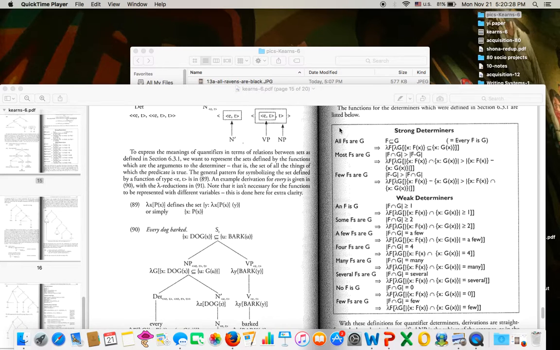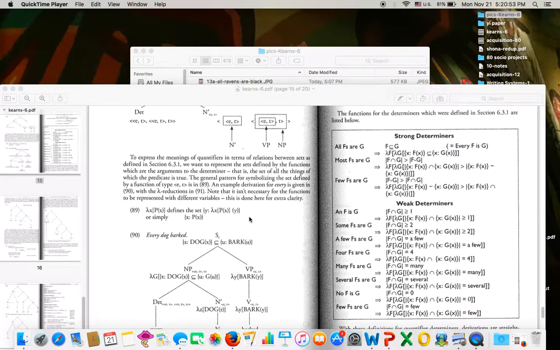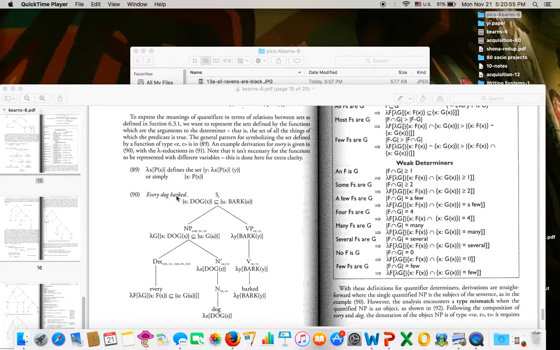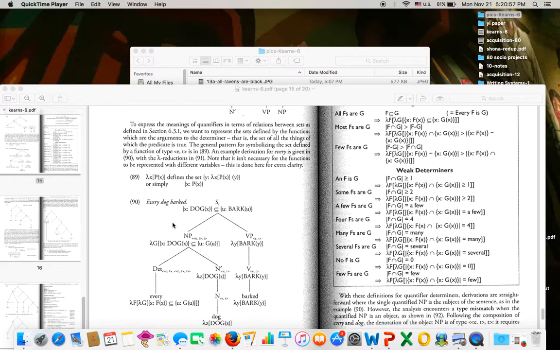The thing I have up here is the lambda expressions for the quantifiers, the generalized quantifiers. The example in 13 is all ravens are black, which is the same lambda expression as every. This is very similar to every dog barked. All right.